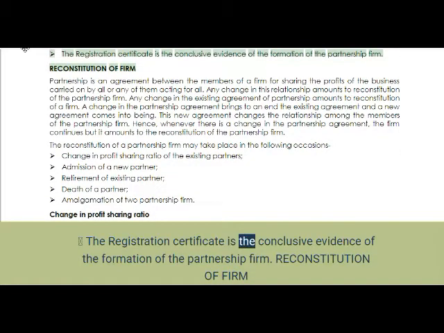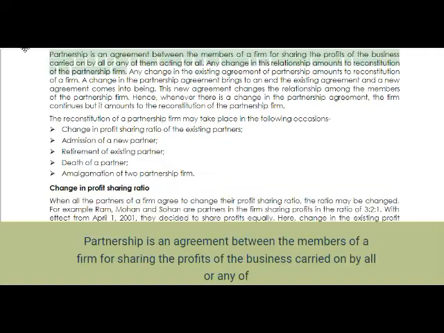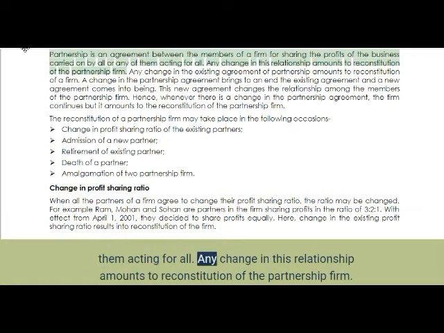Formation of a partnership. Partnership is one of the modes of business. It is governed under the Indian Partnership Act, 1932. For constituting a partnership, the following ingredients are necessary.